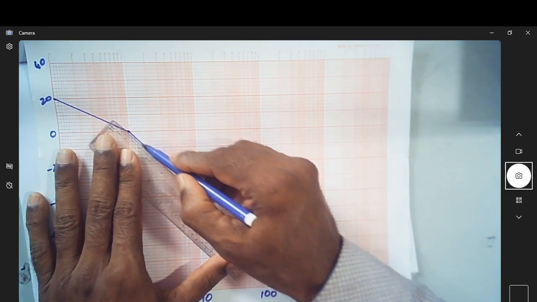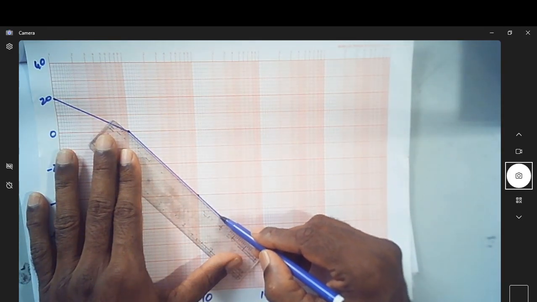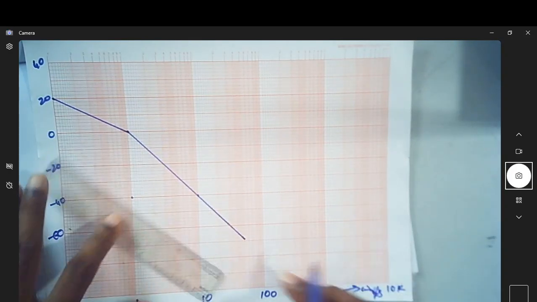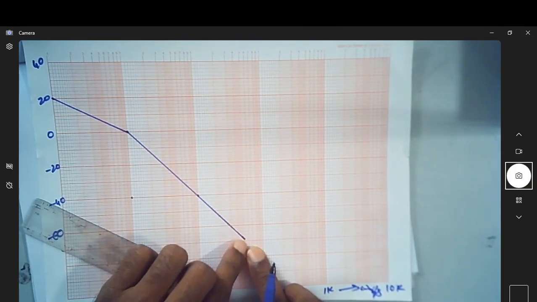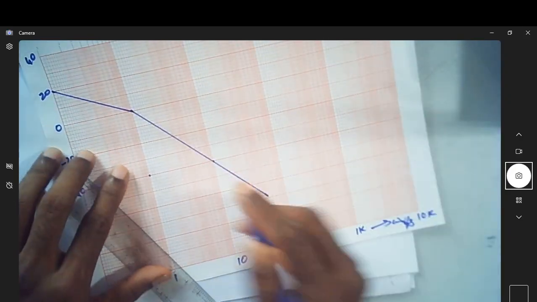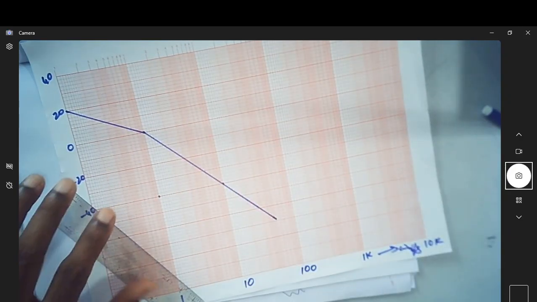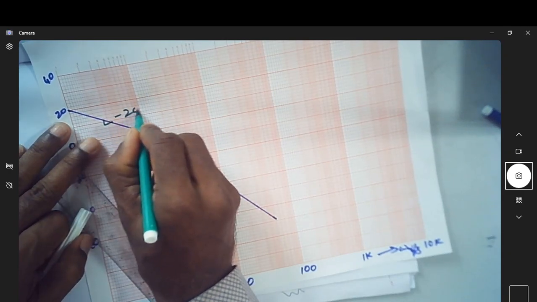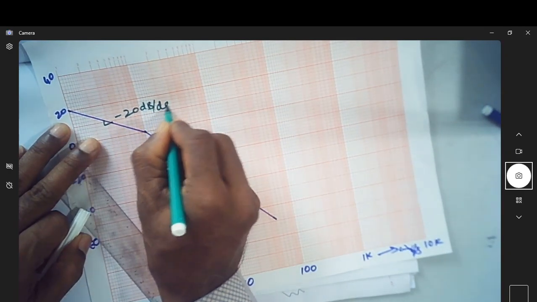This slope continues till 50. Now this is 20, 30, 40, 50. This is 50 now. See here? This is 50. Now if I write the slopes, this is minus 20 dB per decade.